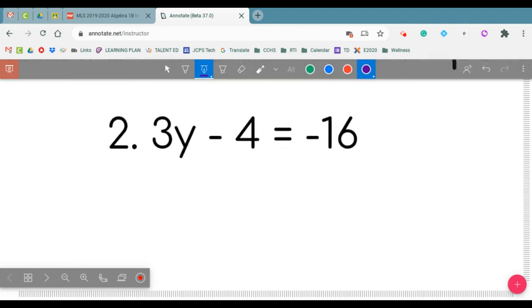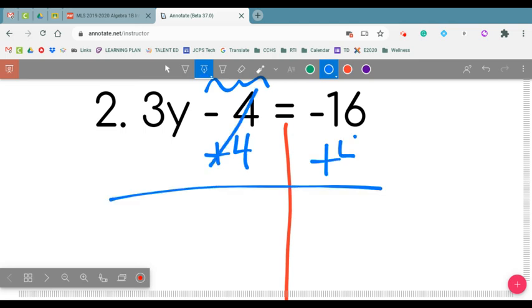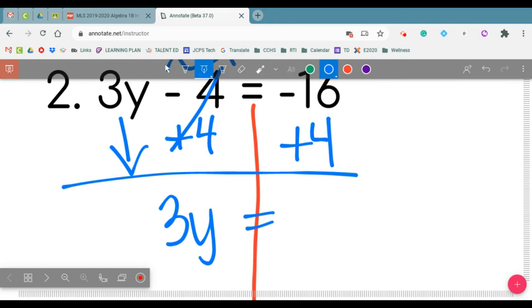Okay, go on to number 2. We have 3y minus 4 equals 16. So I'm going to draw my line down my equal sign, because what I do to one side, I have to do to the other. And remember, you want to undo addition and subtraction first, and then leave division or multiplication to the end. So I need to get rid of this negative 4 first. So I'm going to add 4 to both sides. Still have 3y, so I'm going to bring that down. And then I have 16 and positive 4 on the other side, giving me 12.